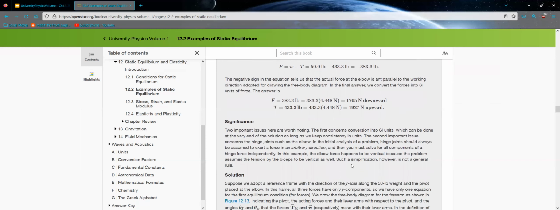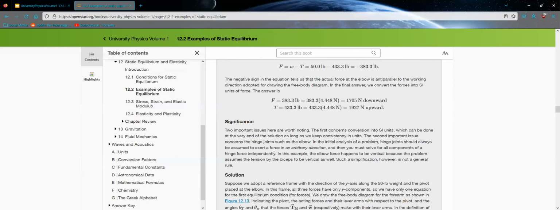So from all this information, there's 2 issues worth noting. The first concerns conversion to the SI unit, which is done at the very end of the solution in order to essentially not have to care about those things at the beginning, right? It doesn't matter where you resolve your units as long as you're consistent, right?